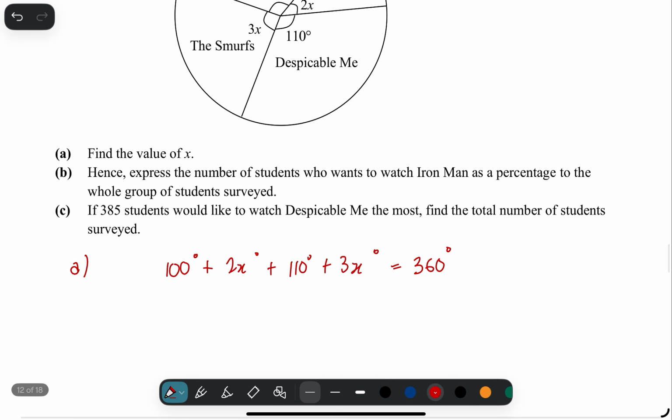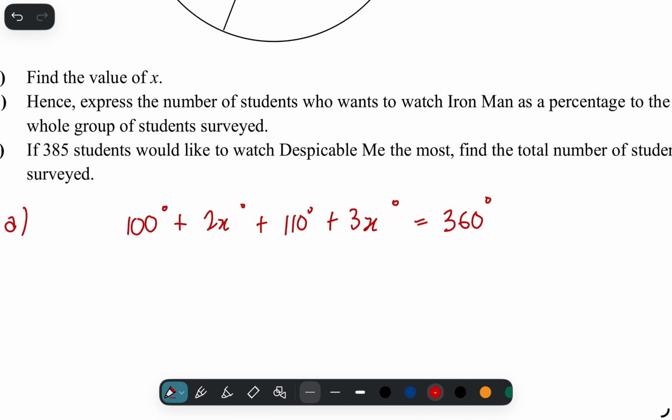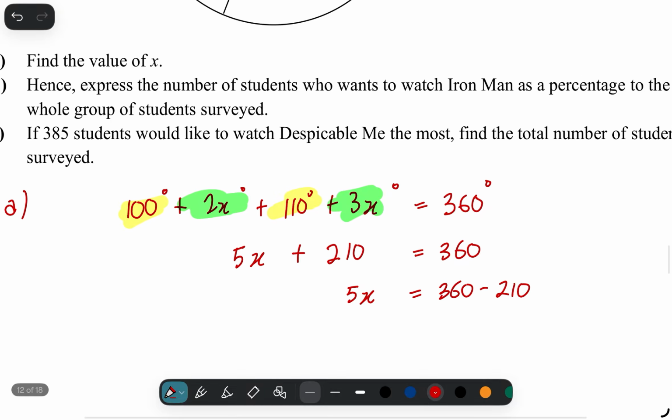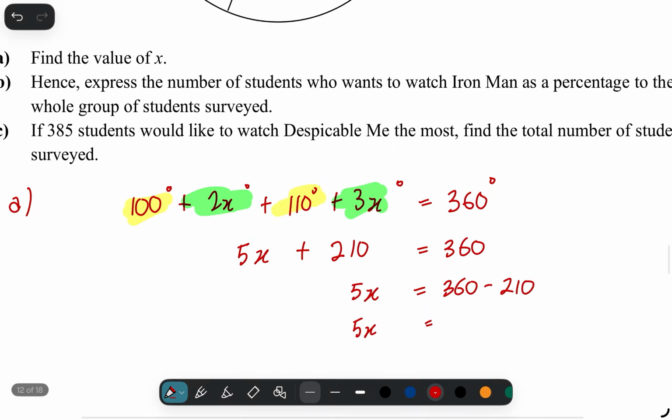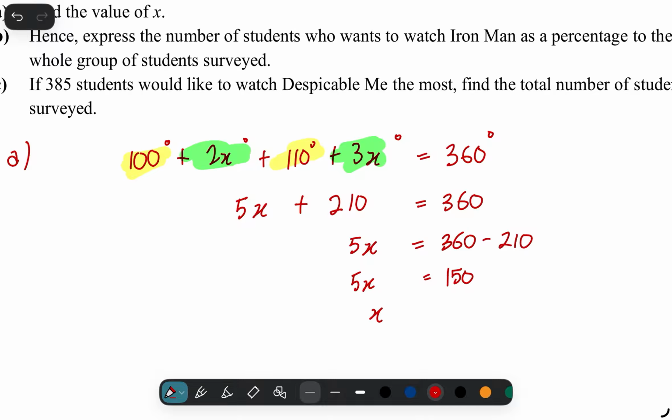Okay, so very simply, all you need to do is to simplify this calculation over here. I combine all my like terms together. My like terms in this case are 100 degrees and 110 degrees on the left side, and also 2x and 3x. So 2x plus 3x is very simply equals to 5x. 100 plus 110 gives me 210, equals 360. Therefore, to find 5x, I subtract 210 from both sides of the equation. 360 minus 210, 5x will be equals to 150. x will be equals to 30.